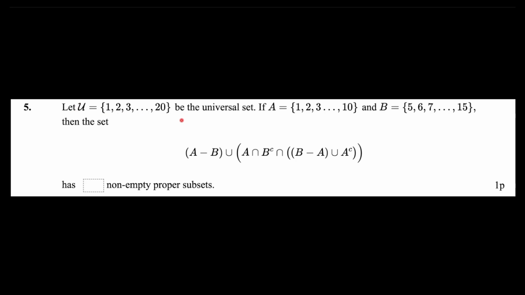Let U be the universal set, and A be this set and B be this set. We want to say something about this apparently complicated set. I want to know how many non-empty proper subsets this set has. In order to understand that, I need to know the cardinality of this set, and then calculate the number of subsets by the formula 2 to the power of cardinality, and then subtract 1 because of the empty set and subtract 1 because of the set itself. What is left is the number of non-empty proper subsets.